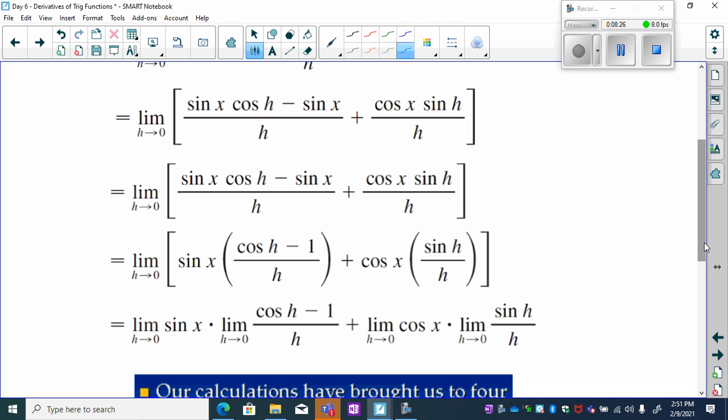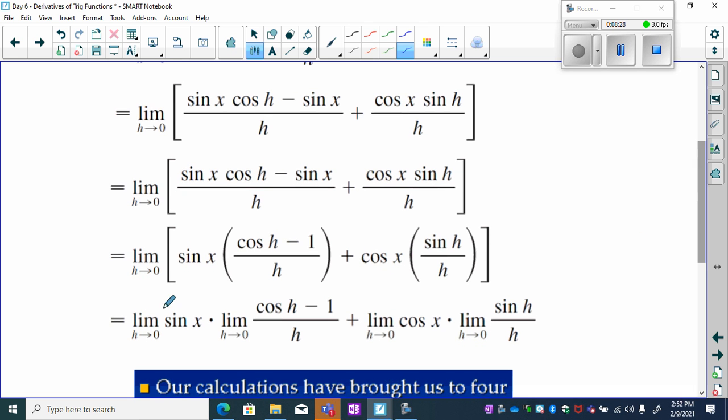Our calculations have brought us to 4 limits. The limit of sine x and the limit of cos x are pretty easy, because if h is approaching 0, nothing is happening to sine x. That would just equal sine x. And the limit as h approaches 0 of cos x, well, nothing is happening to the x; it's h that's approaching 0. So this would just be equal to cos x. So that would be cos x, and this would be sine x.